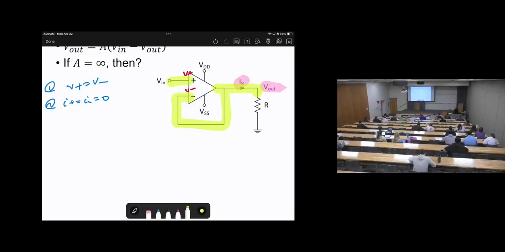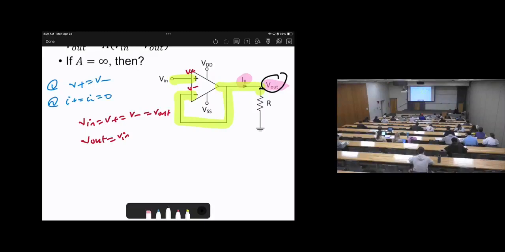This yields what? By looking at this, V in equals V plus equals V minus, which is equal to V out. As a result, V out equals Vn. Right? V out is the same node as Vn. So V out equals Vn. We can say whenever we have a buffer amplifier, V out equals Vn.